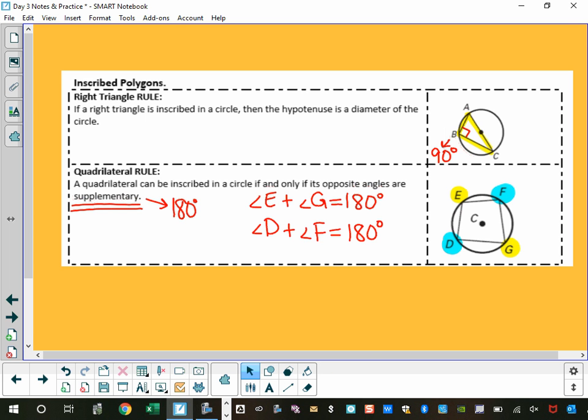The reason why this makes sense is because we know a quadrilateral has interior angles that add up to 360. So your opposite angles, when it's within a circle, will equal 180 degrees.